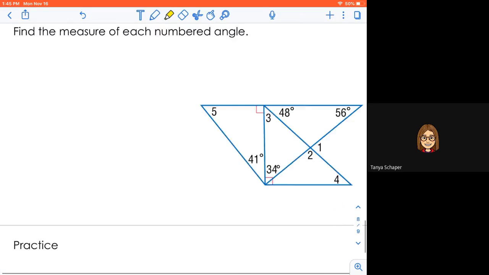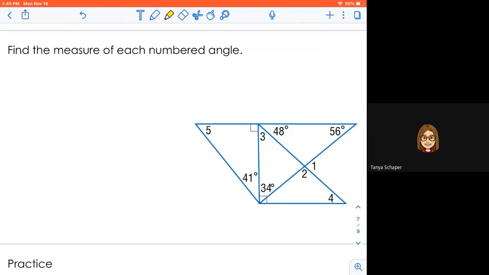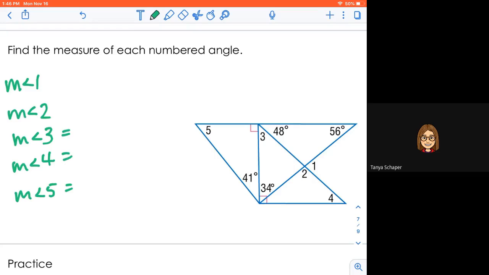So I'm going to give you some time to work. If you want to pause the video to find the measurements of 1, 2, 3, 4, and 5, make sure you're showing your work. I want to make sure I see your steps, especially since we're not in person and I can't look over your shoulder and see what work you're doing. It's important to me that I can see your process. And so I want to make sure you can do that.